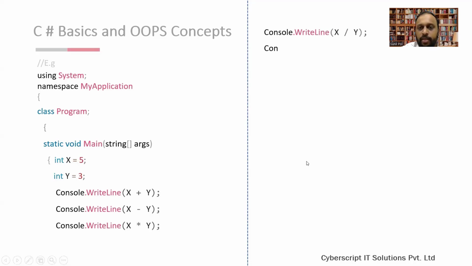x / y, x % y. This is the increment operator. The last ones are also increment operators. But what is the difference between x++ and ++x? One is called post-increment and the other is called pre-increment.